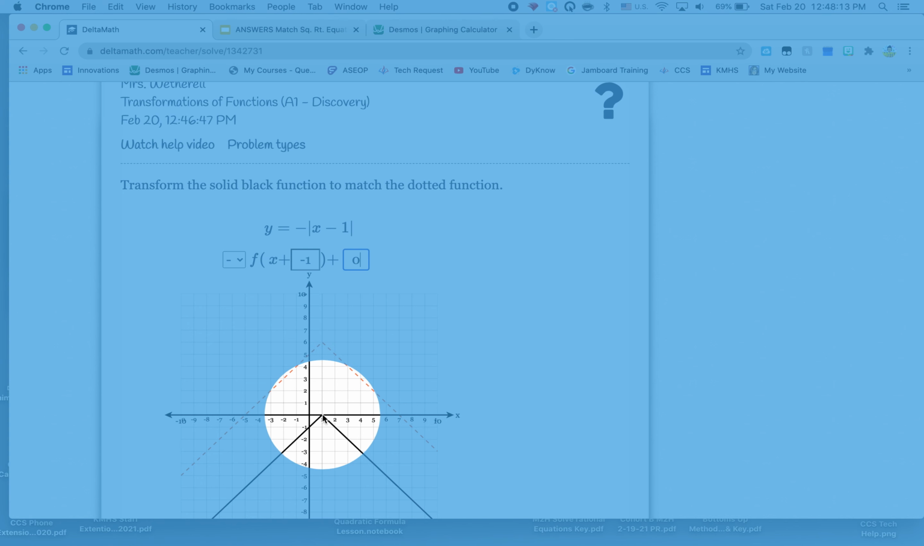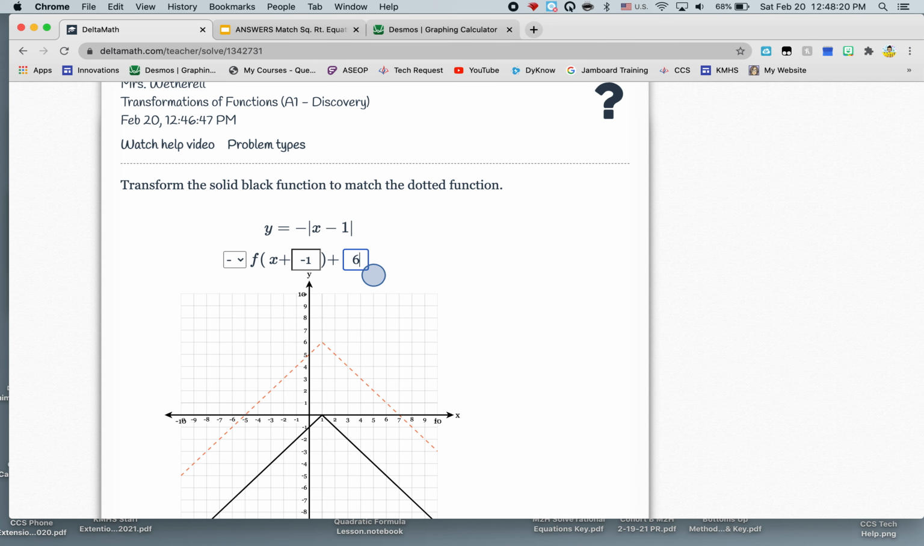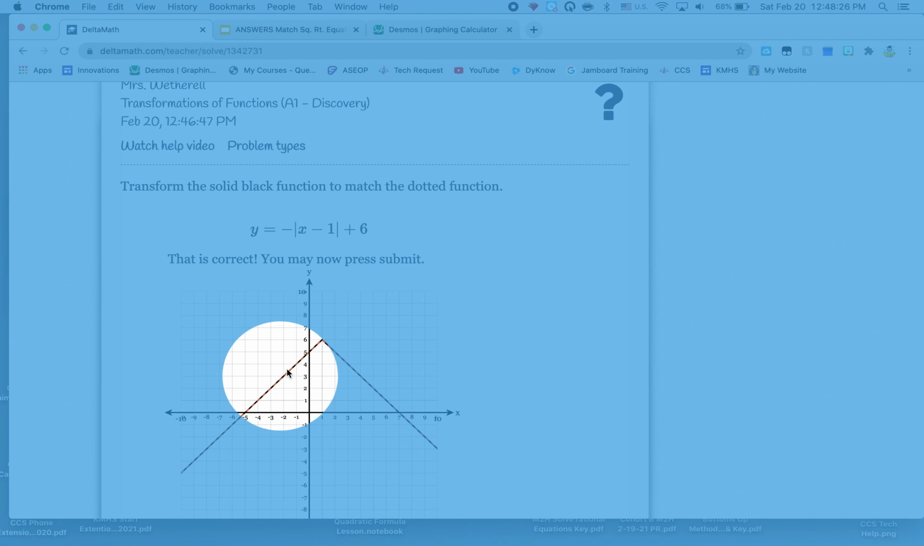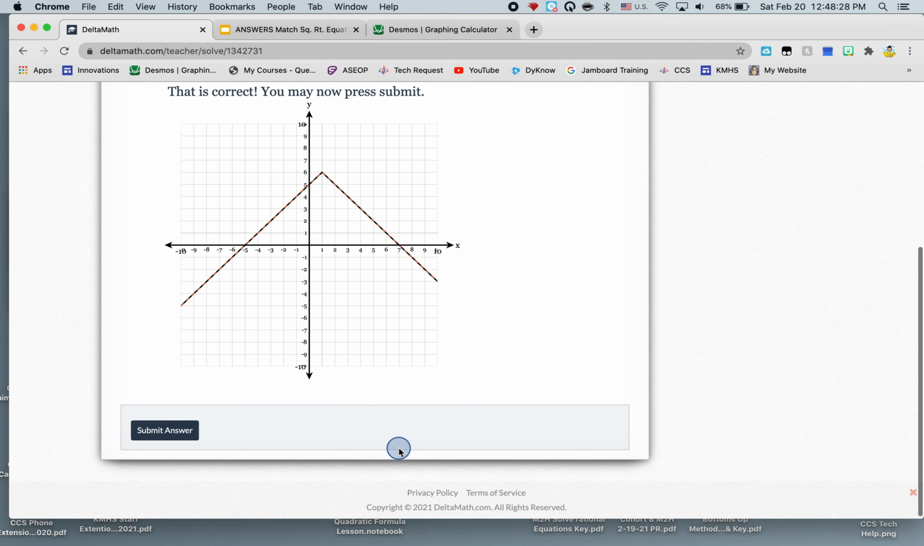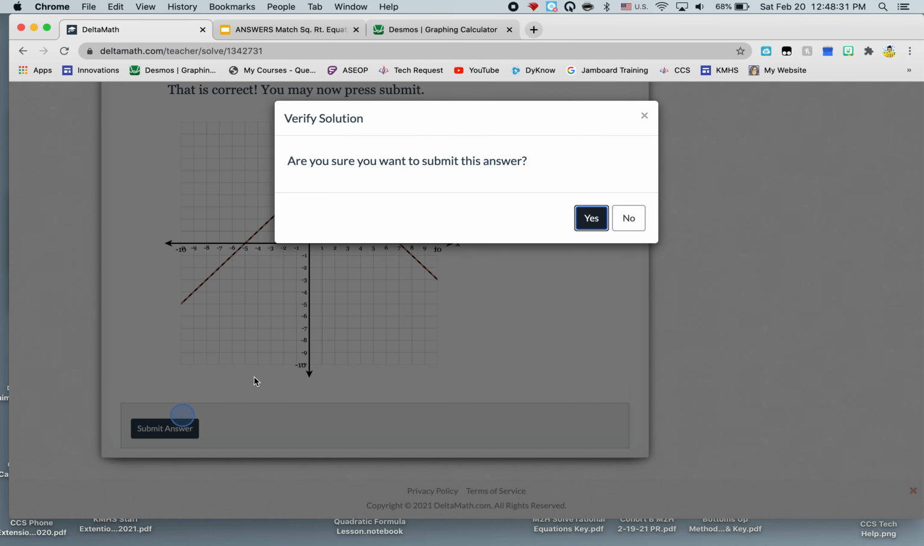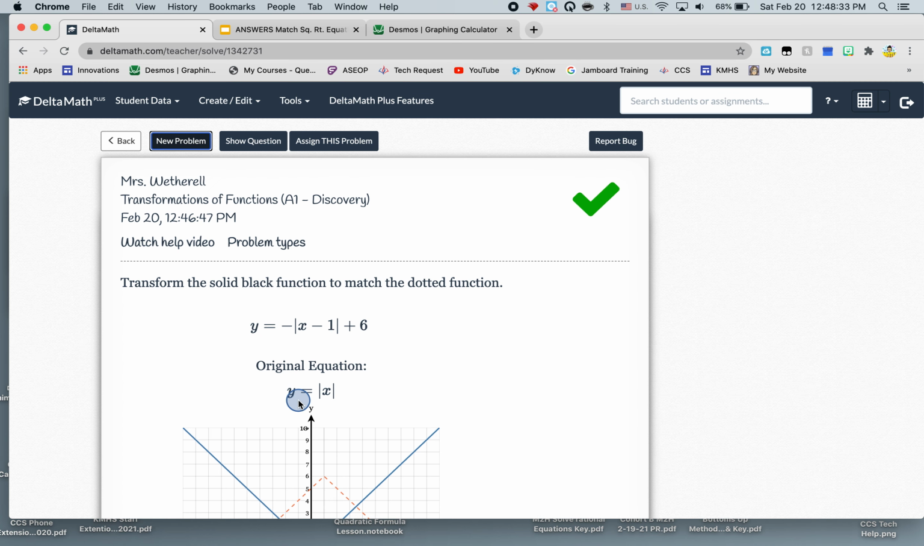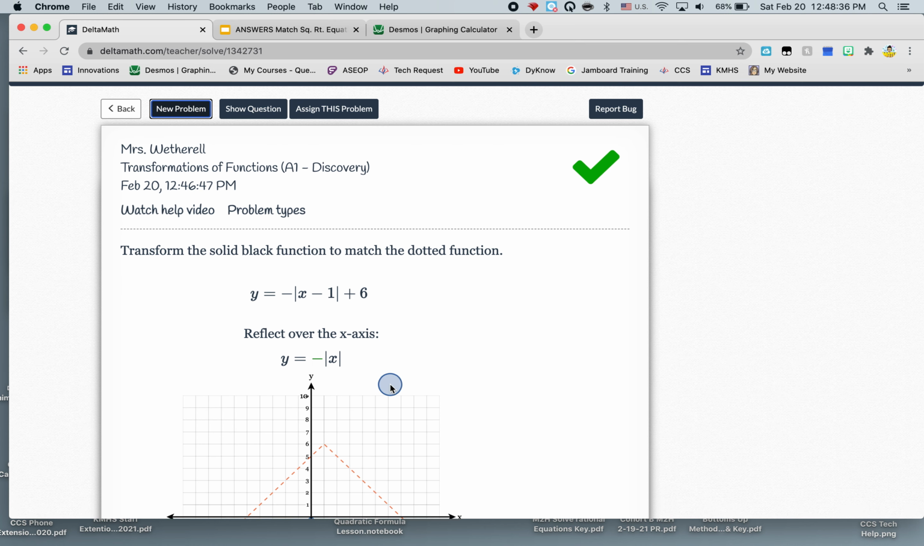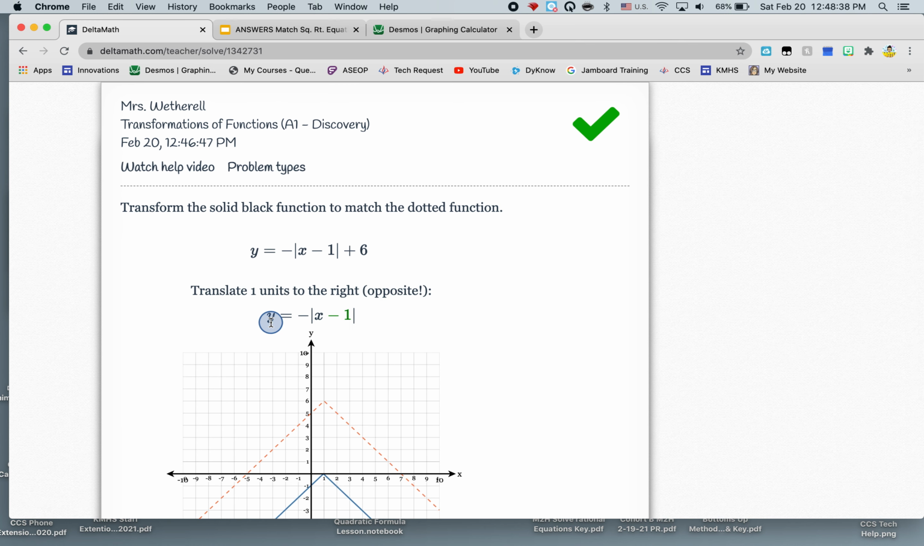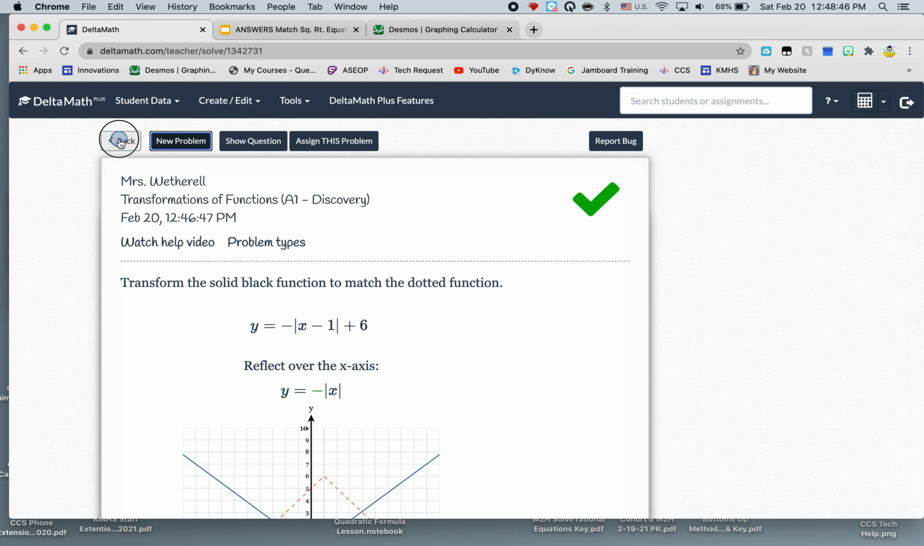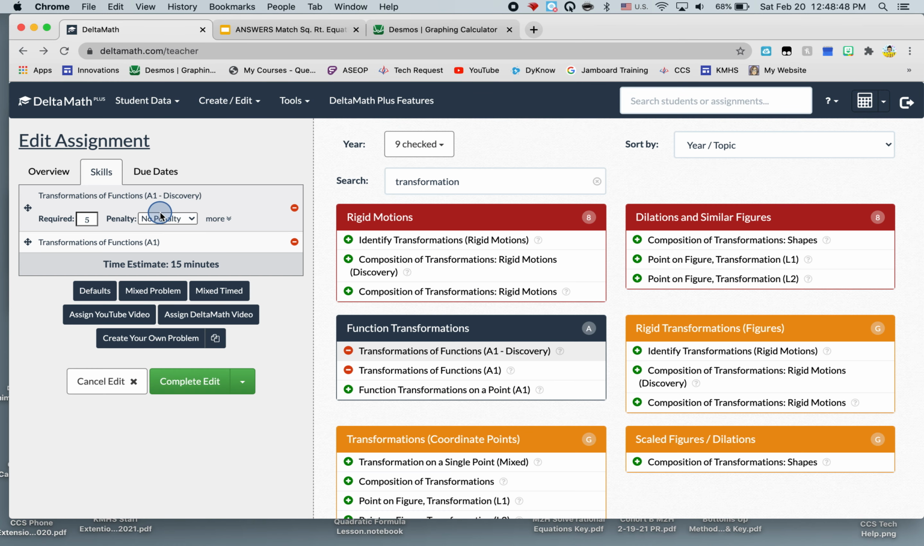Now I need to figure out how many units it goes up to get that vertex right there. Well, you can see that it's 6. So if I type 6 and I click outside the box, the black line is now on the dotted line. So you're trying to get it to match. Once you get it to match, you submit your answer. So you're messing with those numbers to get them to answer correctly. There are videos on here. This explains when you get the answer right or wrong. So take your time. You only have 5 problems to discover.